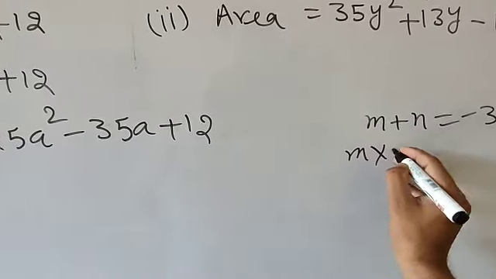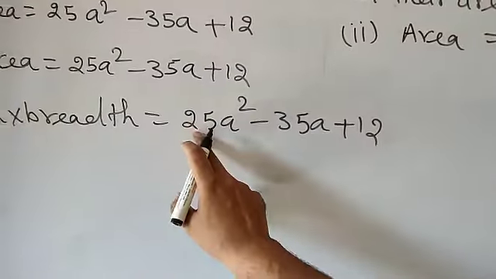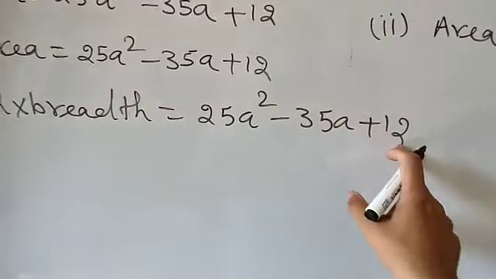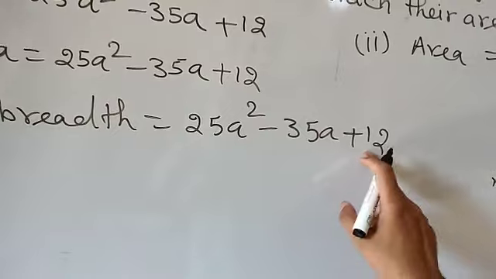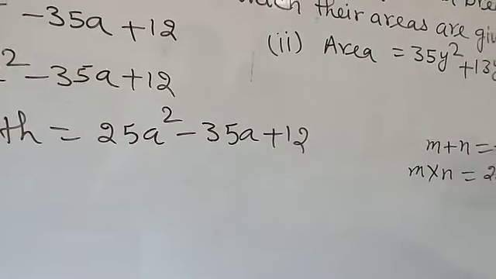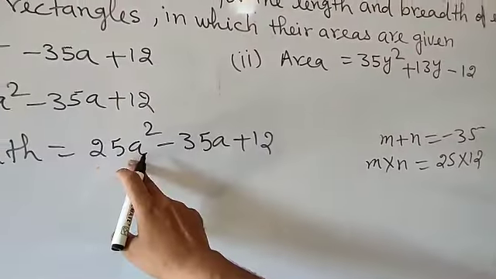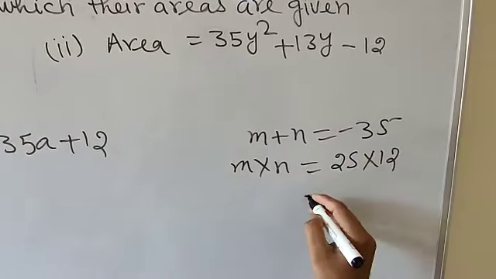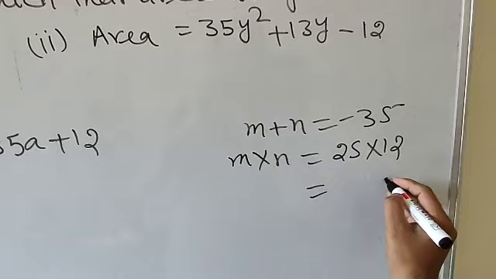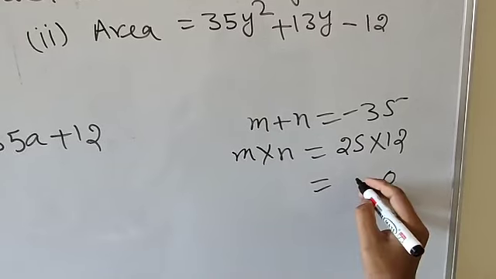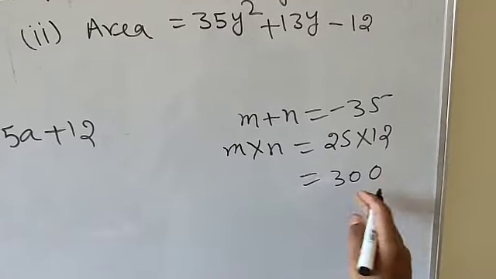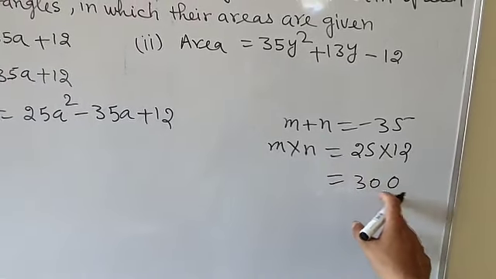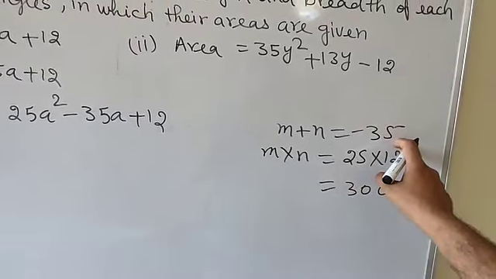And the multiplication of both numbers, m into n, equals 25 into 12. You have factorized the quadratic polynomial. So the middle term will be the addition, minus 35, and you need to find the multiplication of these two: 25 into 12, which is 300. So you need to find two numbers whose multiplication is 300 and whose addition is minus 35.